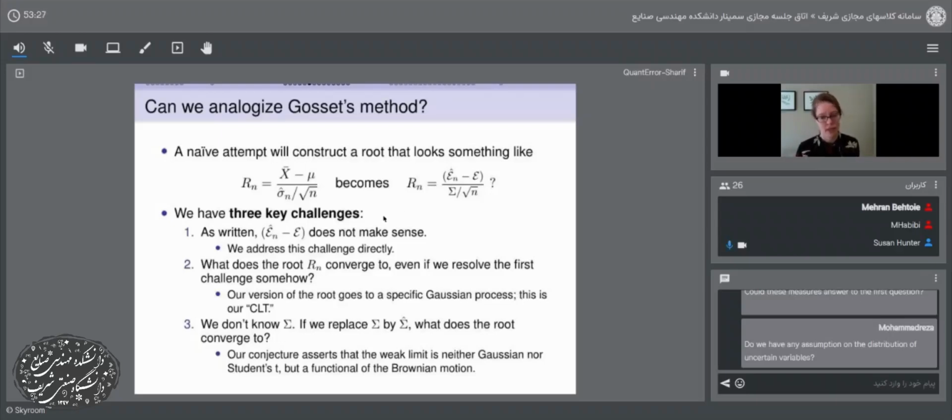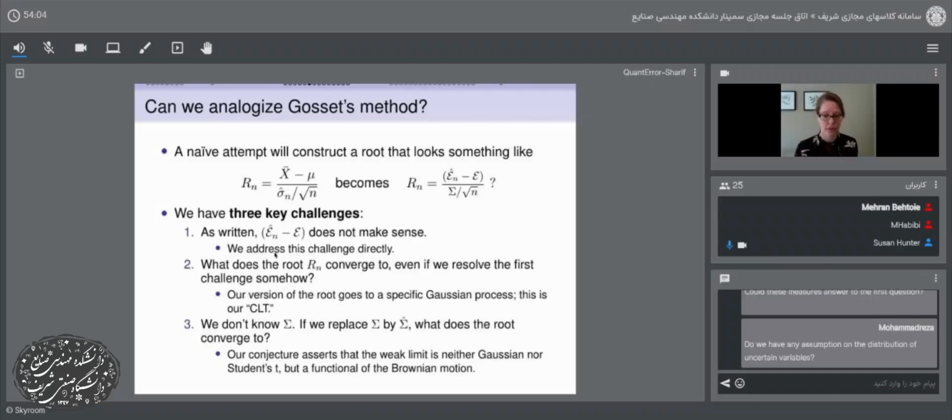But there are really three key challenges to doing this. The first thing to notice is that, as written, e hat n minus e does not make sense. E hat n and e might be totally different sets. They may have different cardinalities, and there's no mapping between them inherent in this expression. So we're going to address this challenge directly as a first matter, because we want to create a root. We have to address this idea that we need to subtract sets.